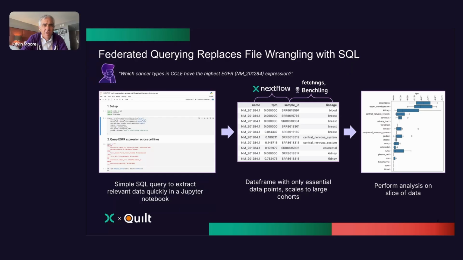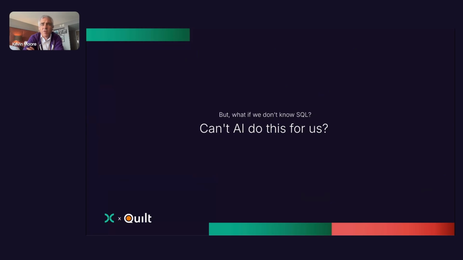Previously, I've spoken with colleagues here at the Nextflow Summit about how we can solve some of the problems that Vasisht just mentioned using tools like federated querying, particularly with SQL, to replace that file wrangling with simple queries. If any of you were in Barcelona last year for the talk, we were looking at questions like which cancer types in CCLE have the highest expression of EGFR, and mapping that to SQL queries. But as we talked to users, we realized that that still took a lot of work.